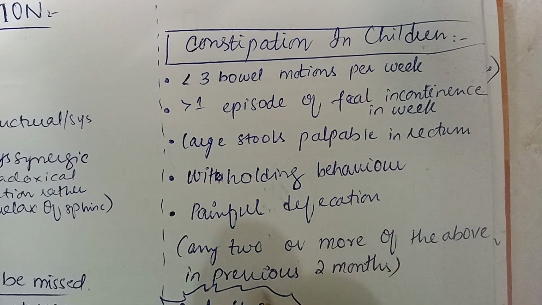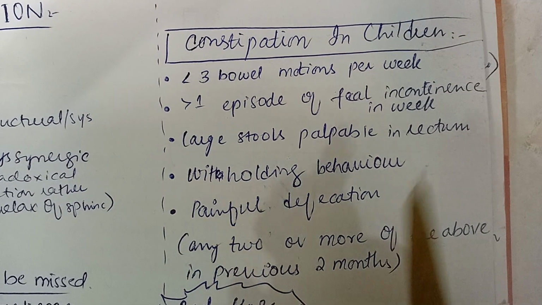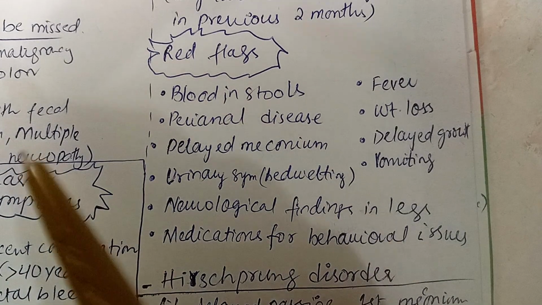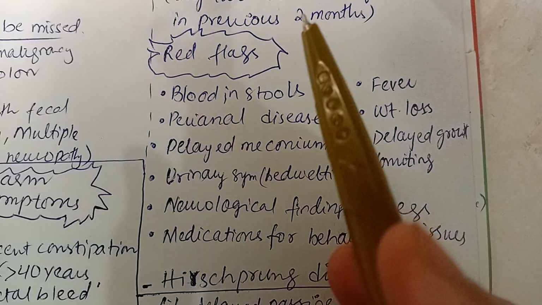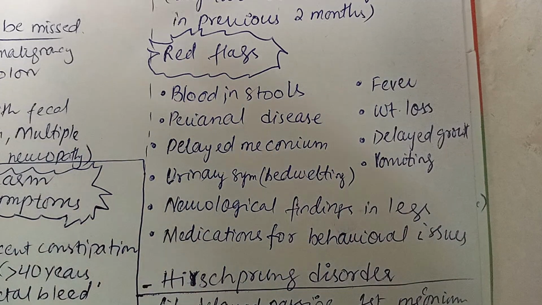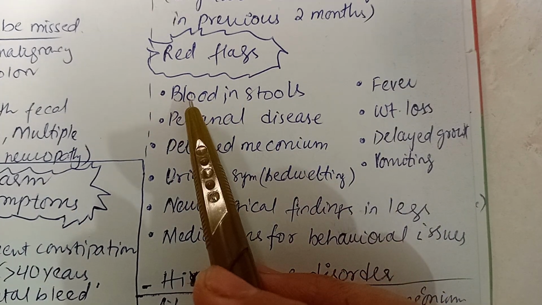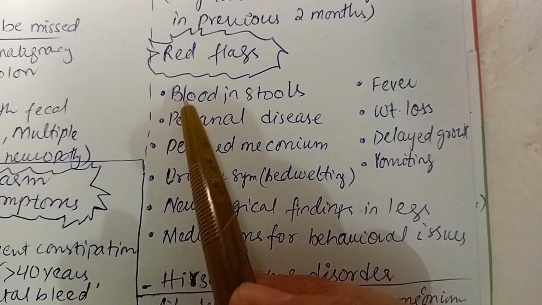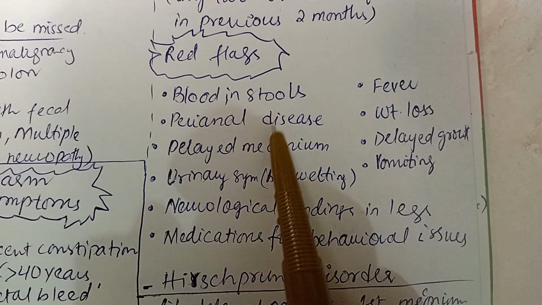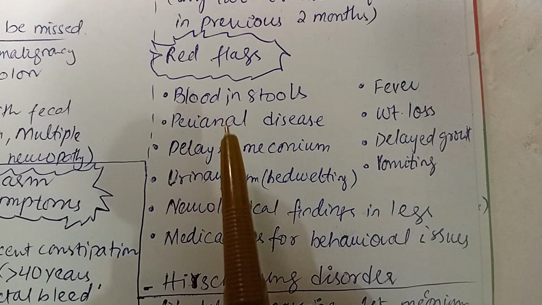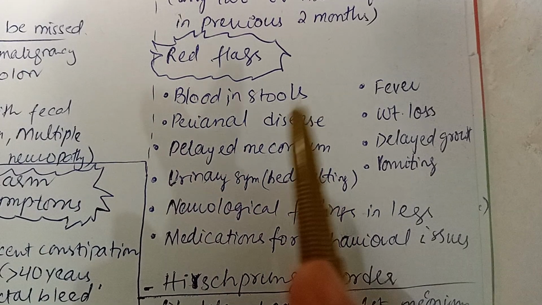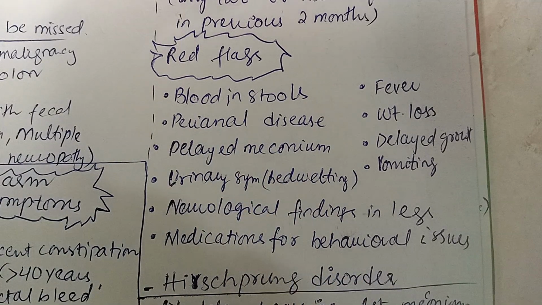Any two or more of the above in the previous 2 months is termed as constipation in children. What are the red flags we have to look for in the complaint of constipation if the patients are children? If there is a child, what can be the red flags? And these are blood in stools, perianal disease, and a history of delayed meconium.